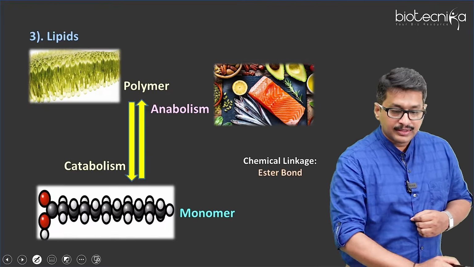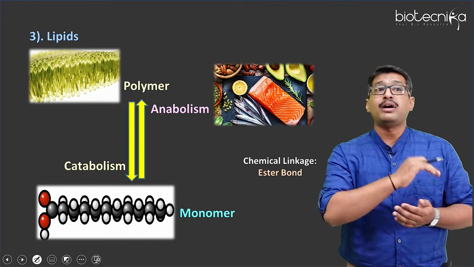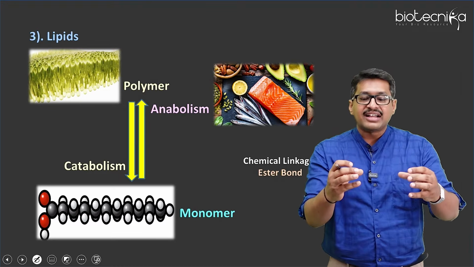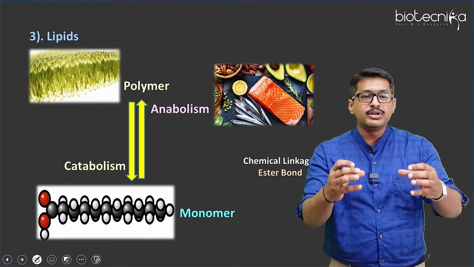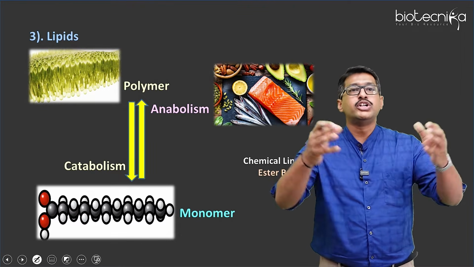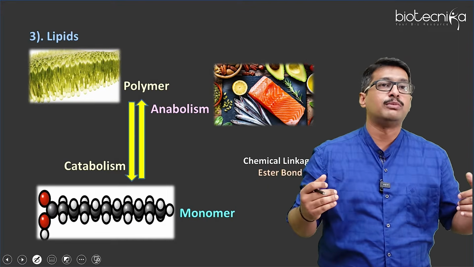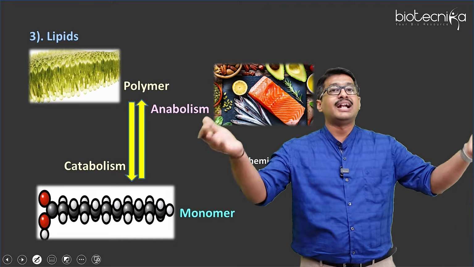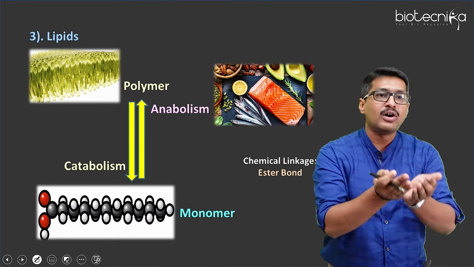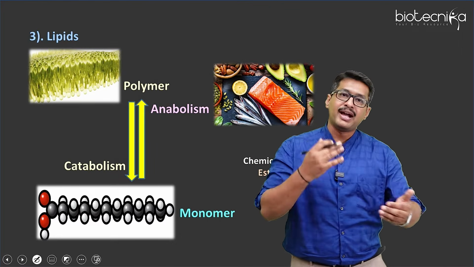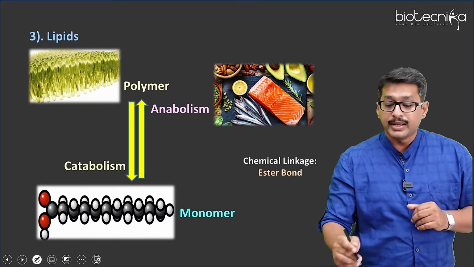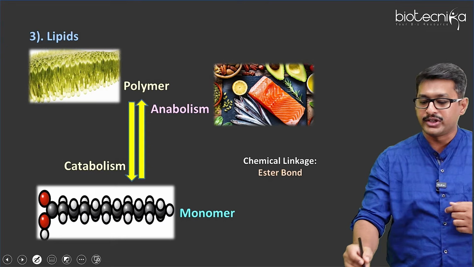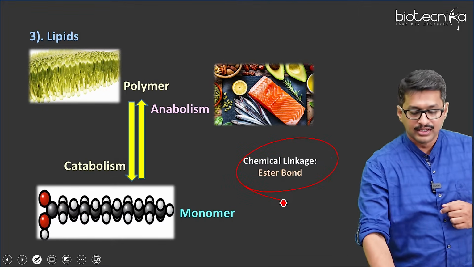Now, we'll try to understand another important macromolecule which is called lipid. Now, we understand the fatty acids are the monomers, and these monomers will undergo anabolic reaction to form a bigger polymer, and this bigger macromolecule is called lipid. However, the same lipid, which is a polymer, can undergo degradation to form the smallest unit which is called fatty acids by a process called catabolism, and the linkage which facilitates the formation of fatty acids into a bigger lipid molecule is nothing but ester bonds.